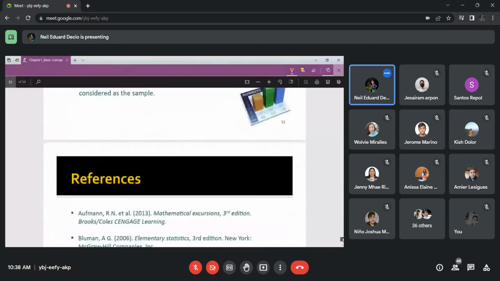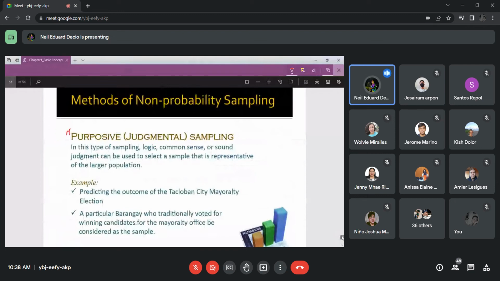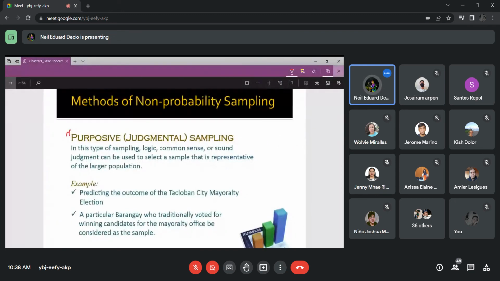Quota, yeah. So we also have non-probability sampling, which may bias. And usually, if you are going to use hypothesis testing, it is the process of reflecting your samples to the population. Now, if you want to reflect your sample to your population, you should not use non-probability sampling.